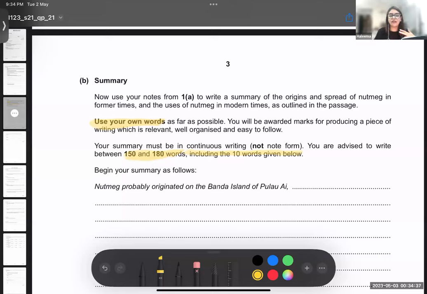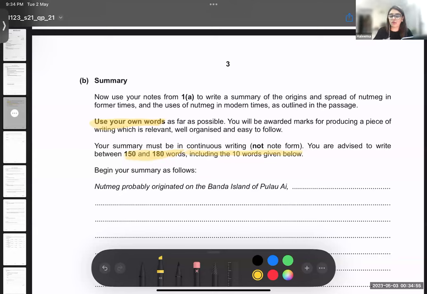If all of your sentences are very simple, short phrases, it will not have a very coherent impact on the examiner. Okay, so regardless of whether or not you've written all the content points, the way you write them is important as well. All right, because the content points are there in the notes as well. So what is the summary testing?